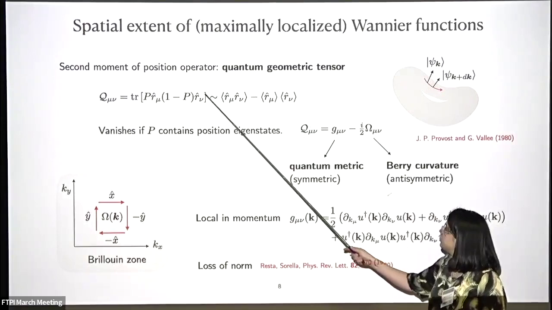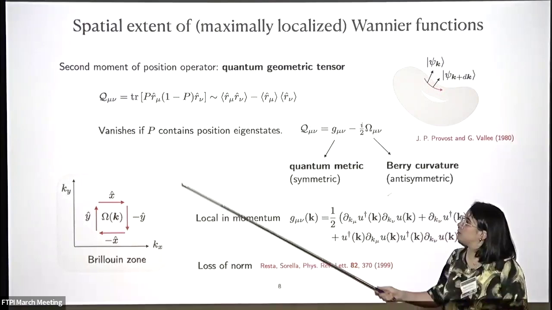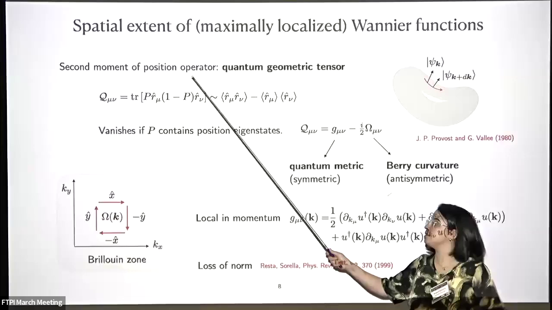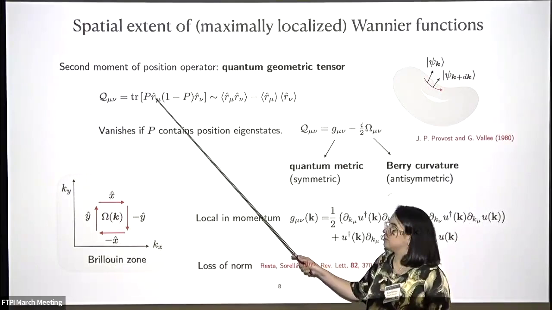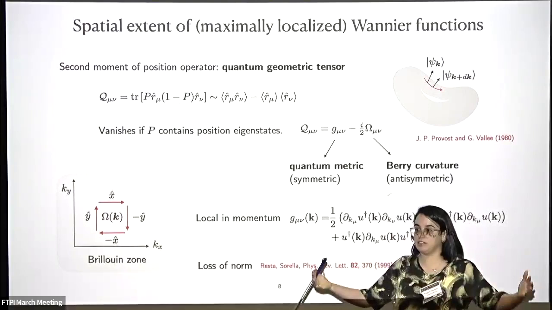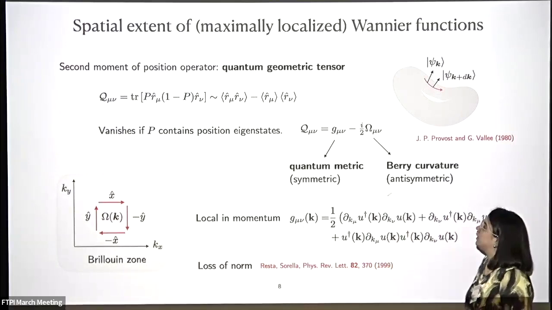It can be written very nicely in this basis independent form, which is the projector onto the ground state, position, projector onto the empty states, times position. And you can see that this tells you something about spread, because imagine that in your ground state you have position eigenstates. Then P and R would commute, and P times (1 minus P) would be 0. So anything that deviates from that is basically what this object is picking up. And this object here is called the quantum geometric tensor.